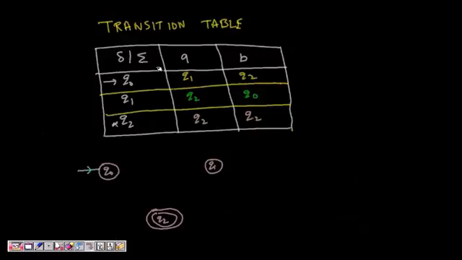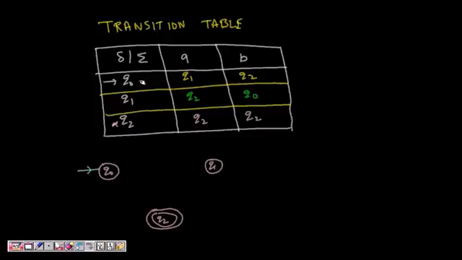Now let's try to see. So a transition table is another way of defining the transition function. Let's say we have three states, Q0, Q1, Q2, and two symbols, A and B.